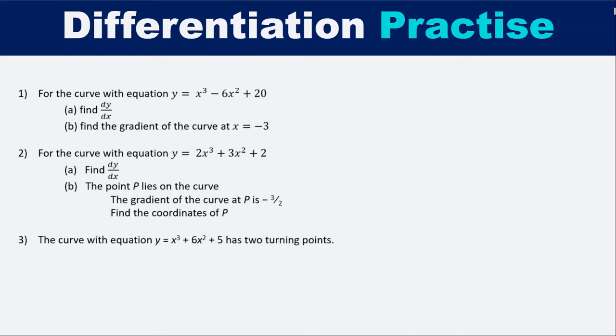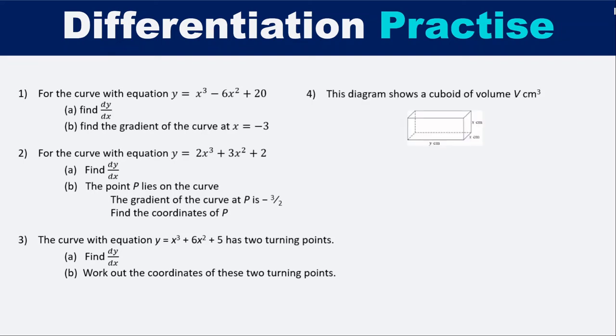For question 3, again, we've got another equation of a curve. And notice what type of curve this is. It's not a quadratic, it's a cubic. Cubics have 2 turning points. Find dy dx, so differentiate this equation and work out the coordinates of these 2 turning points. Remember, the turning points is where the gradient is equal to 0. You'll find the x values for this, and don't forget to then use those x values to find the y values. Finally, question 4. I love these questions, they come up all the time.